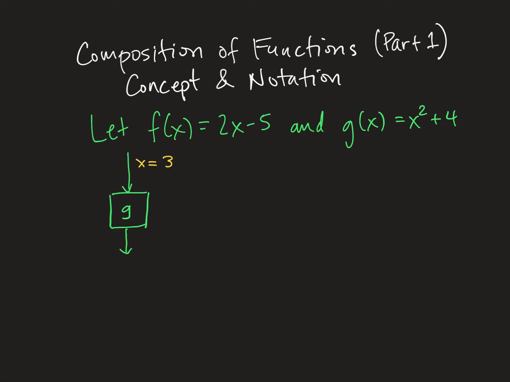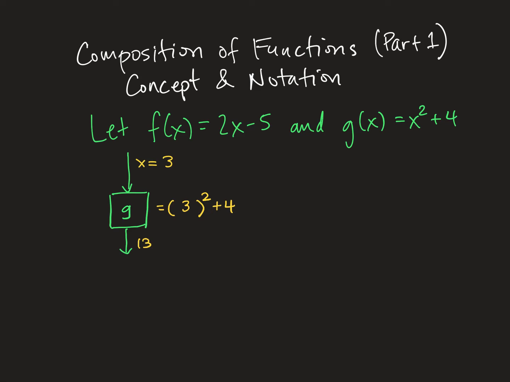So what happens is I'm going to take that 3 and I'm going to plug it into g. So what does g do? It takes the input, it squares it, and then it adds 4. So what's my input this time? My input is 3. So then I simplify that. g spits out 3 squared is 9. 9 plus 4 is 13. Okay? So another way that we've said this in the past is g of 3 therefore equals 13.